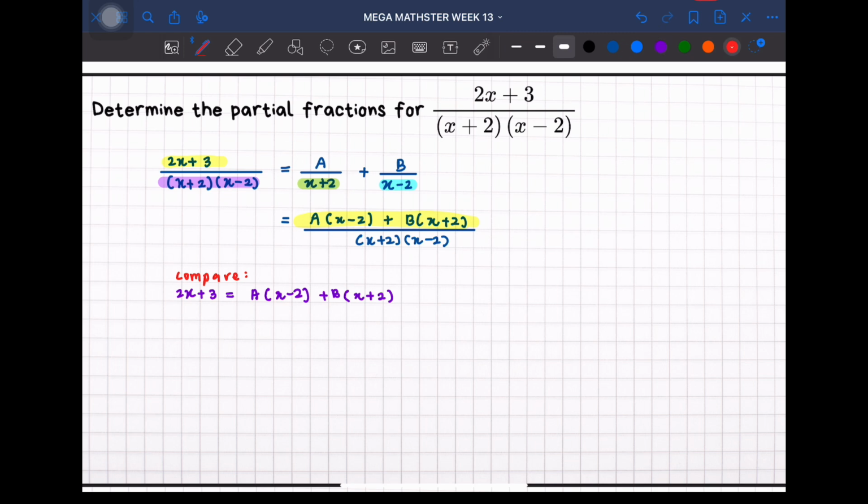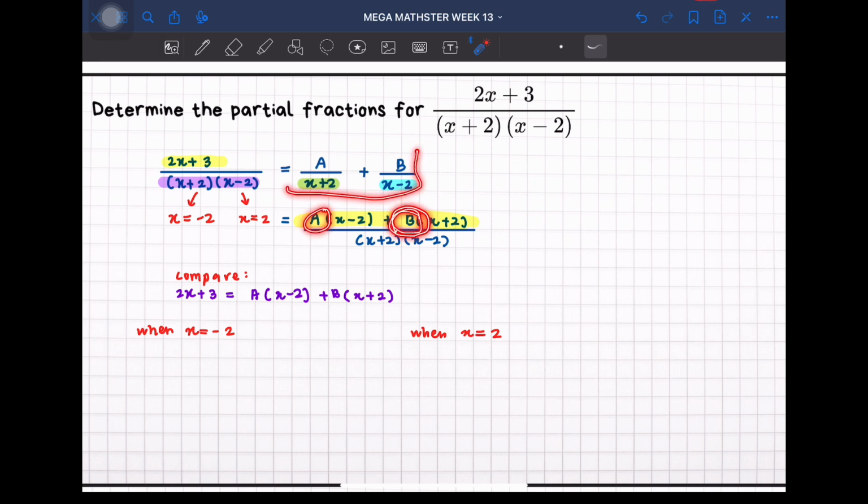Right now we are going to use the elimination method. Take values of x that can eliminate your value over here. How do you take the value? You just take a look at your denominator back over here. From x plus 2, you can get the value of x equal to negative 2. And from x minus 2, we can get the value of x equal to 2. For the first value, I'm going to use x equal to negative 2, and for the second value, I am going to use x equal to 2. The aim for this step is to find the value of A and the value of B, so that when we have found them, we can substitute them back into this one. So this is actually our partial fractions.